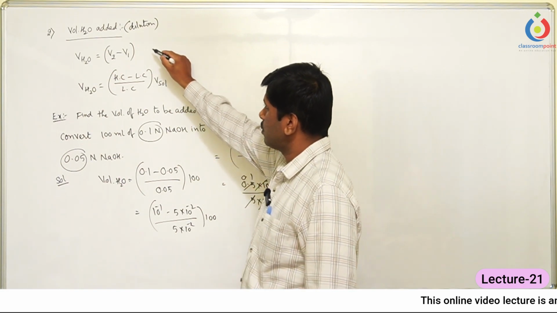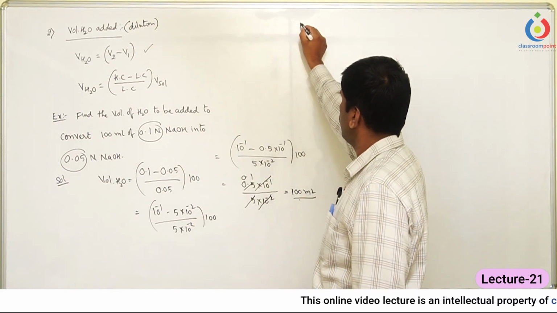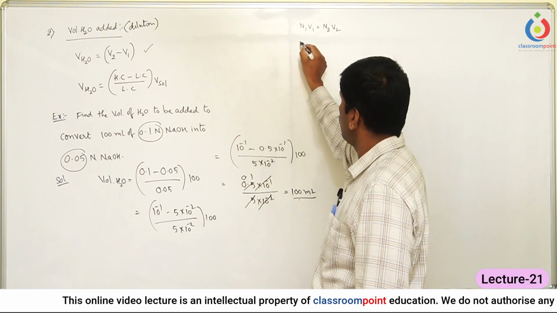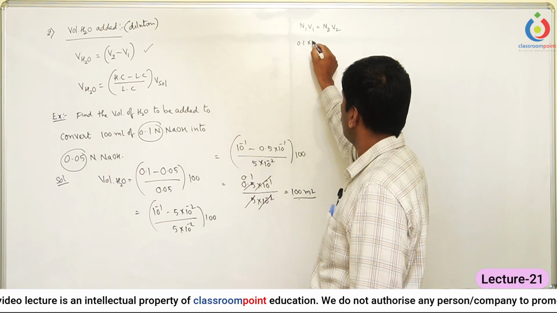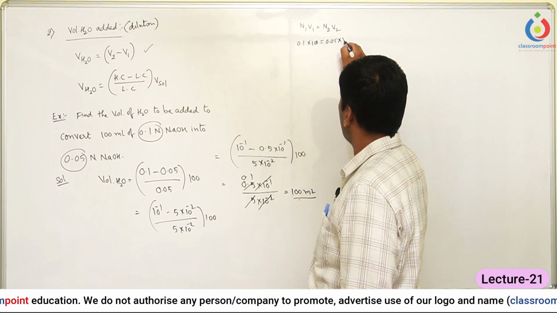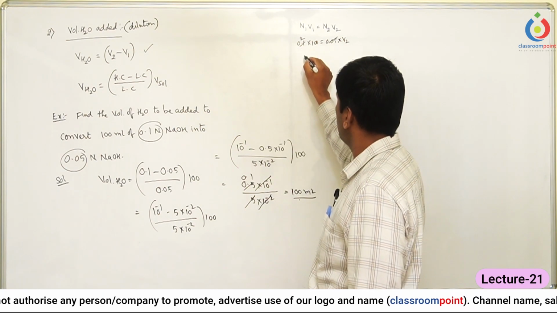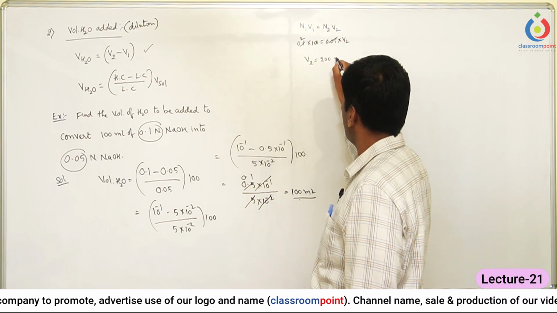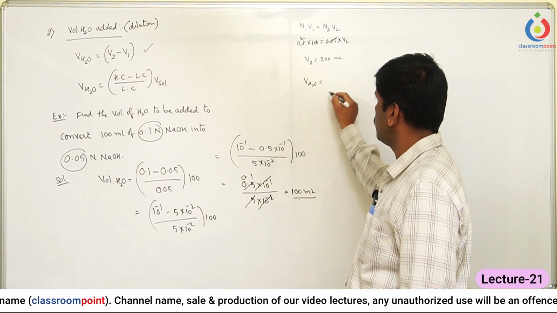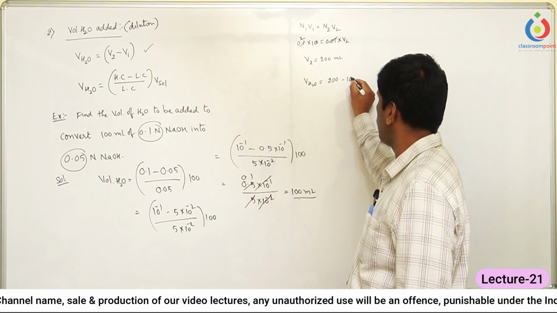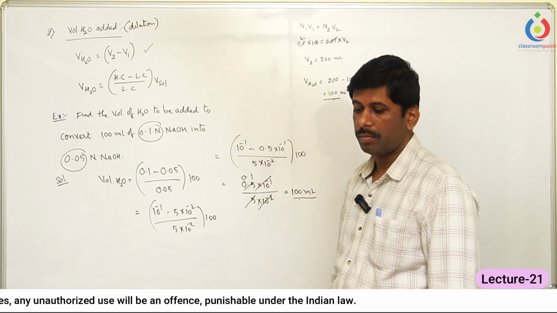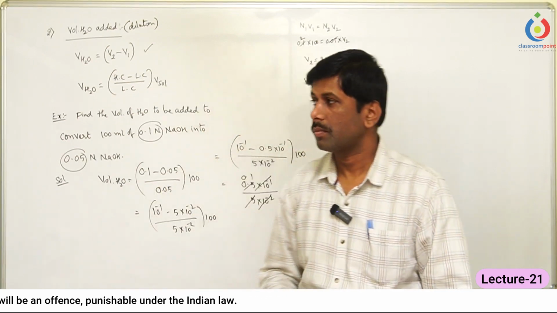The similar one can also be solved using another formula, N1 V1 equals N2 V2. Initial normality 0.1 into initial volume 100 ml equals final normality 0.05 into the final volume to be calculated. It goes 2 times here, so the volume equals 200 ml. This is the final volume of the solution. So the volume of water to be added is 200 minus 100, the initial volume, so the answer again is 100 ml. In this way we can solve this question.